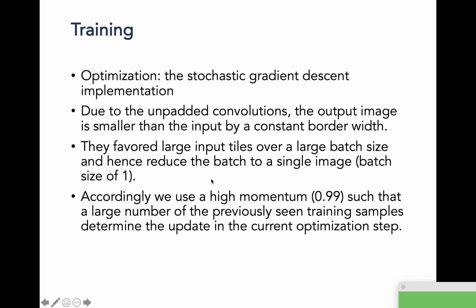That should be said, and we've talked about that briefly. They also favor large input size over large batch size. So they reduce the batch size to 1, and because they are using a batch size of one, they're using a high momentum, such that a large number of previously seen training samples are required to update the current optimization step. Okay.